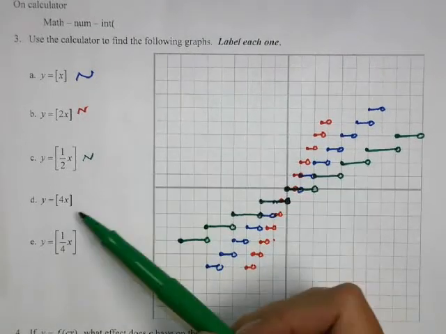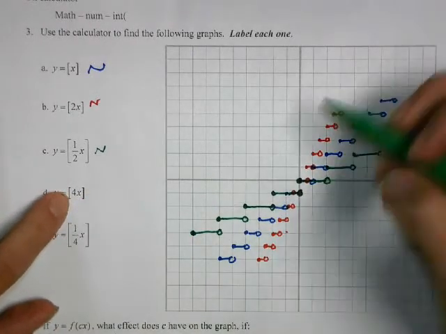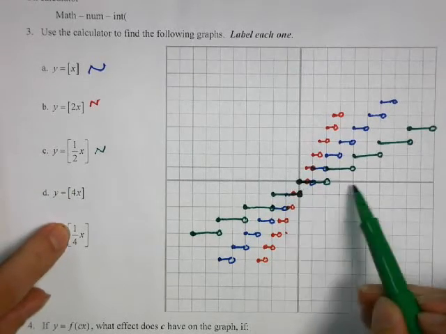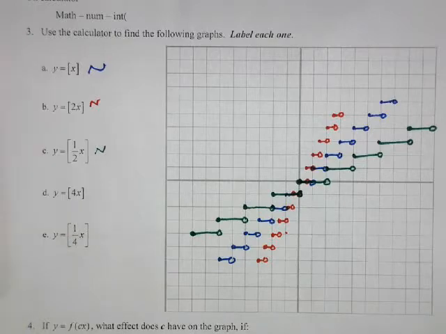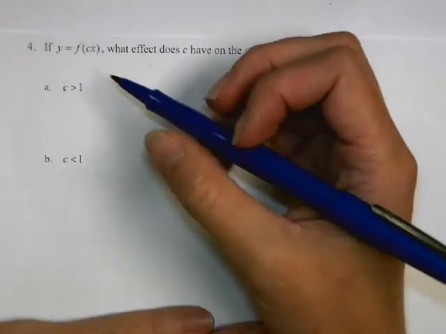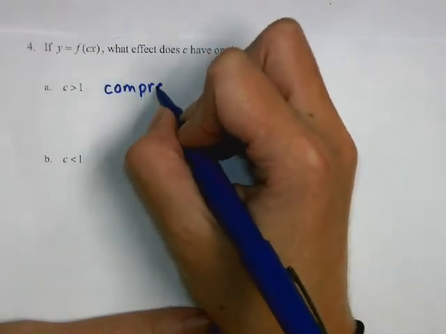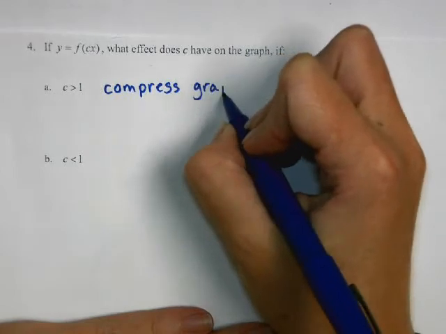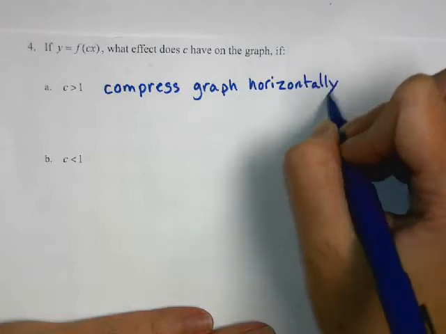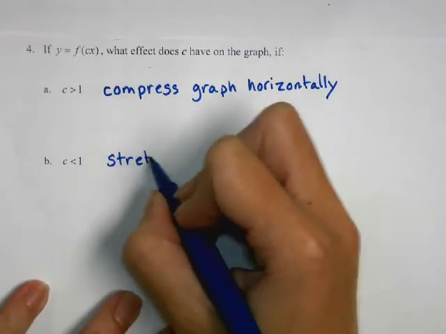Okay, these next two I'm not going to graph just because it would get a little ridiculous, but this one would make the bars 1/4 as big, so you'd have a little 1/4, 1/4, 1/4, 1/4 all the way up. This one would make the bars 4 units long. Okay, so if we multiply on the inside rather than the outside, it affects the graph horizontally. So if it is bigger than 1, it's going to compress the graph horizontally. If it is less than 1, it is going to stretch the graph horizontally.